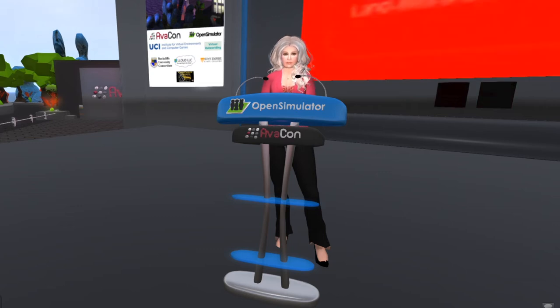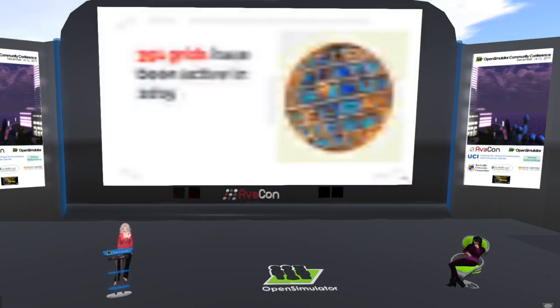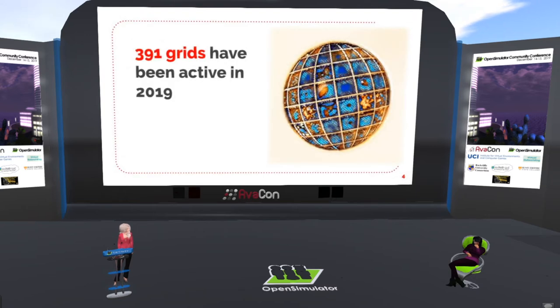So here's the overview. This year has not been a great year for OpenSim. Registered users are up because they only go down when a grid goes out of business. But land area is down, and so are active users. And the total number of grids has stayed steady. There's been about 391 grids that have been active this year.